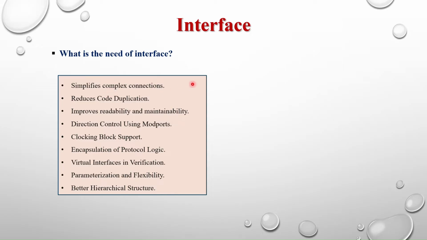So it simplifies complex connections. Complex connections in the sense, as I said before, instead of declaring all the signals individually, we can use the interface as a single port, right? So it simplifies the complex connections and reduces code duplication. Code duplication means when we have multiple modules connected to the same variables, we have to redeclare the signals again, right? So in each module we have to declare the signals. That leads to redundant code, that leads to code duplication. So by using the interface, it will reduce the code duplication, and it improves readability and maintainability.